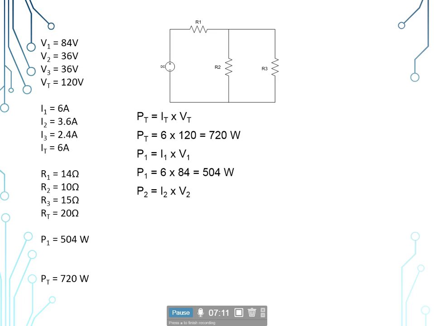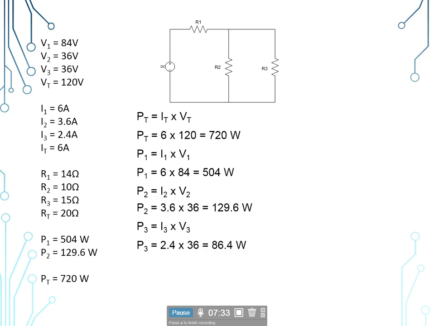P sub 2 is equal to I sub 2 times V sub 2. I sub 2 is 3.6 amps times 36 volts, leaving us with 129.6 watts. P sub 3 is equal to I sub 3 times V sub 3. I sub 3 is the 2.4 amps times the 36 volts of V sub 3, giving us 86.4 watts dissipated at the third load. Now we can do our quick check.